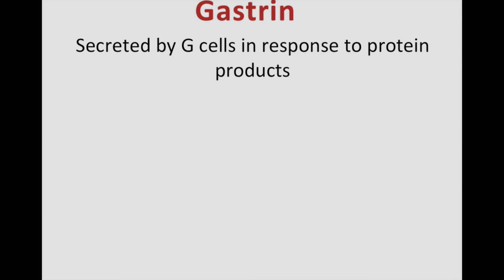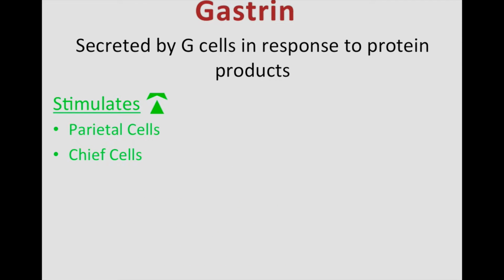Moving on, taking a look at gastrin. Gastrin is a hormone secreted by G cells in response to protein products in the stomach and acetylcholine, what we just talked about. Gastrin stimulates parietal cells and chief cells to promote secretion of the highly acidic gastric juice.